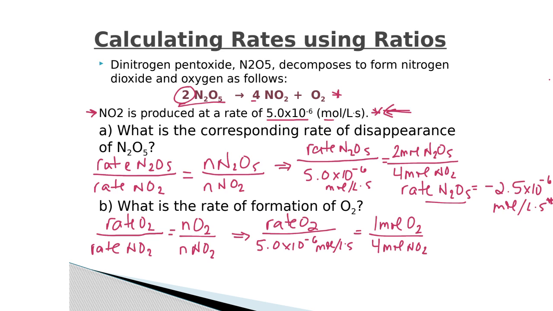So we're going to cross multiply and divide by 4. The rate of oxygen is a positive value because we're producing it, so we're making it over time. But we do have to be mindful of significant figures. And so you should be rounding to 1.3. I need 2 sig figs, times 10 to the negative 6 moles per liter second.